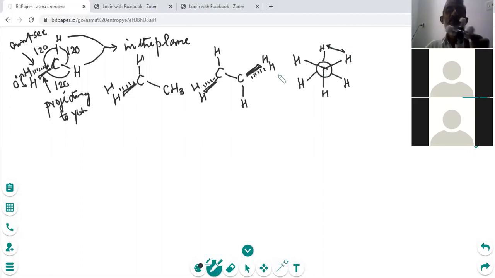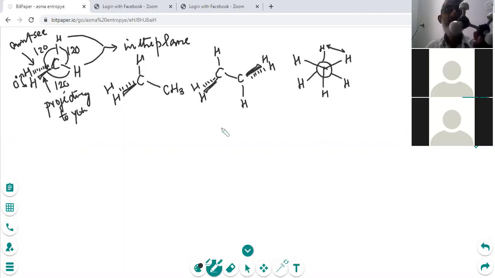Now let me rotate this molecule slightly, about 60 degrees. Now let me draw this molecule. Now what is the difference? I have rotated one of the carbons. I did not do anything else. I did not break any bond. I have just rotated one of the carbons.